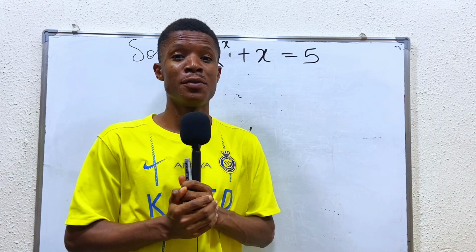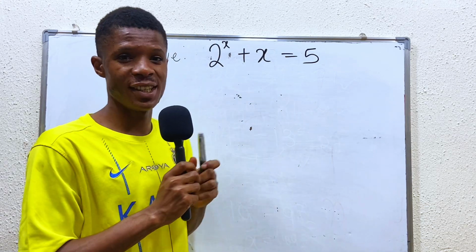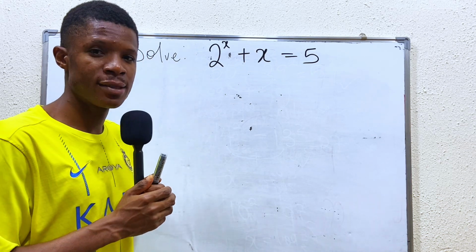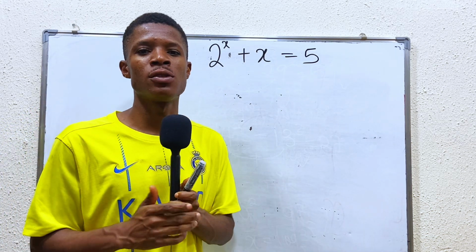Only 1% of the mathematicians in the whole world can solve this. Prove me wrong. So we are told to solve 2 power x plus x is equal to 5.